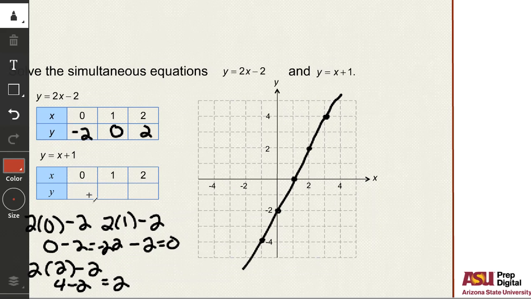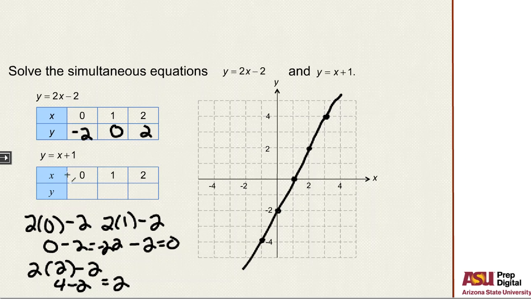I'm going to change colors and I'm going to go ahead and do this second equation. This one I can do mentally. It's a little bit easier of a rule. So the output is found when you take x and add 1. So 0 plus 1 is 1, 1 plus 1 is 2, and 2 plus 1 is 3. So now I have these 3 points to plot. 0, 1, 1, 2, 2, 3.